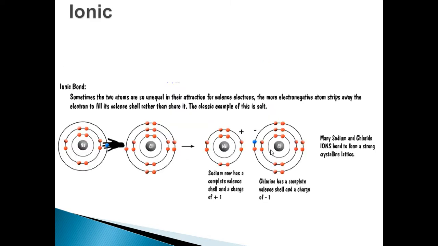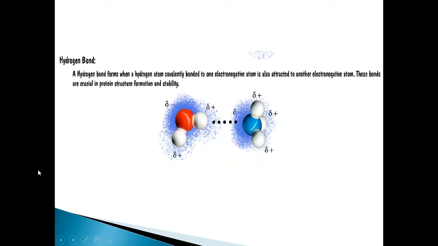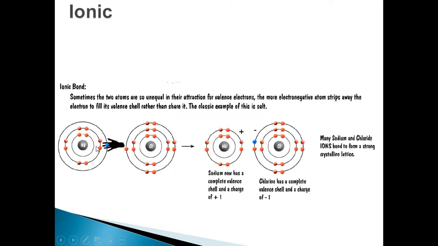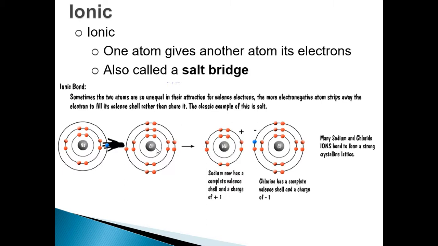Okay, ionic bonds. If you have unequal valence electrons, this results in a strong charge difference. And literally, what happens, you can see with the little hand here, is one atom is going to pull the electron away from the other. So that makes the sodium become positively charged and the chloride becomes negatively charged. They become ionic. And so they form a very strong bond with each other and they form a strong crystalline lattice. And again, it's when one atom gives another atom its electrons. They often refer to ionic bonds as salt bridges.